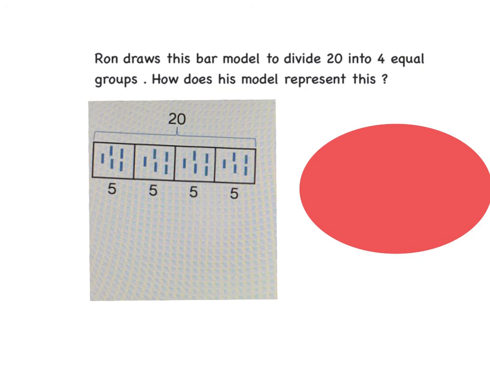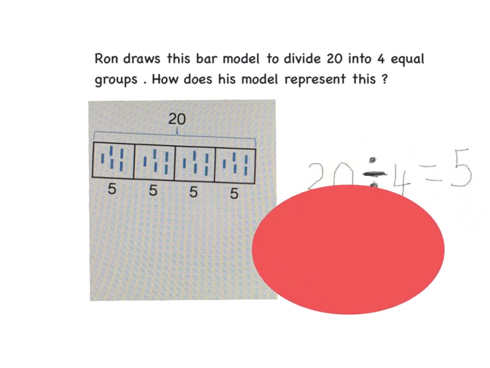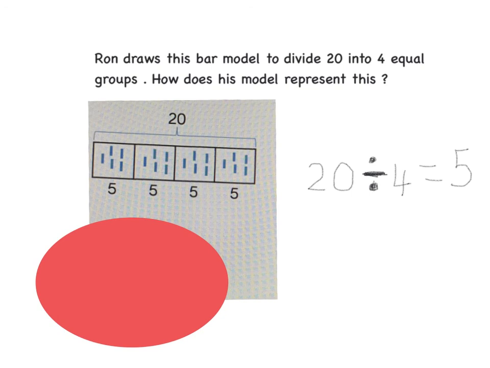You can see that Ron has started off with 20. He shared that 20 into 4 equal groups. In each group, he has 5. We could write this by saying 20 divided by 4 equals 5.